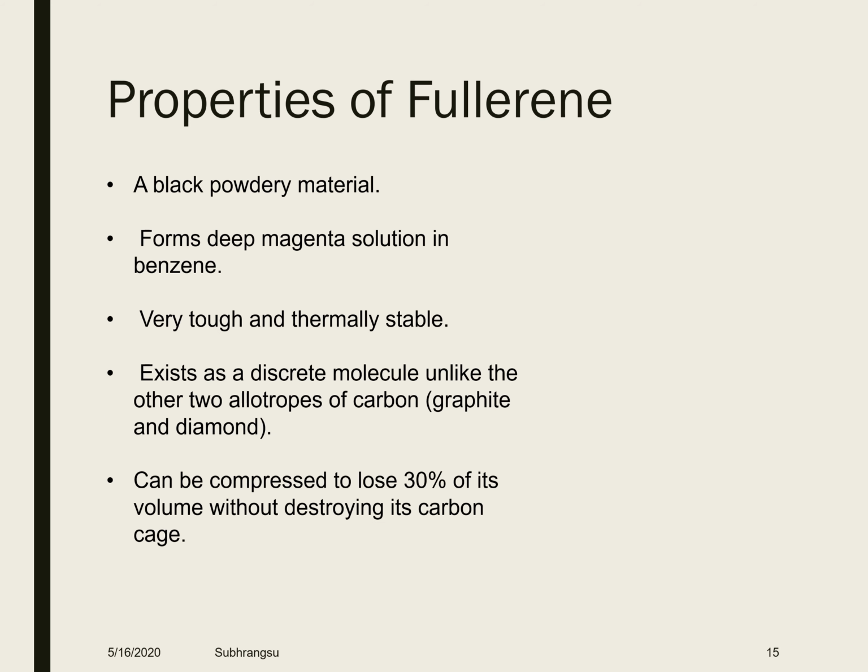And I will end my presentation with the properties of fullerenes. Fullerene is a black powder material and forms a deep magenta solution in benzene. Very tough and thermally stable. It exists as a discrete molecule, unlike the other two allotropes of carbon, which are graphite and diamond, and it can also be compressed to lose 30% of its volume without destroying its carbon cage.